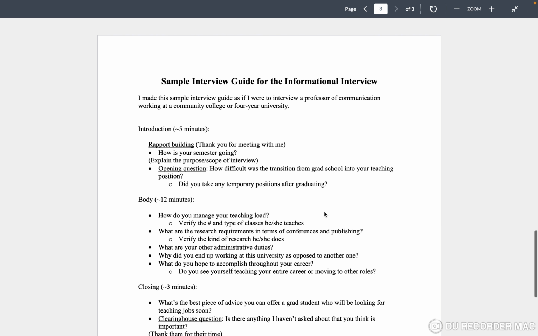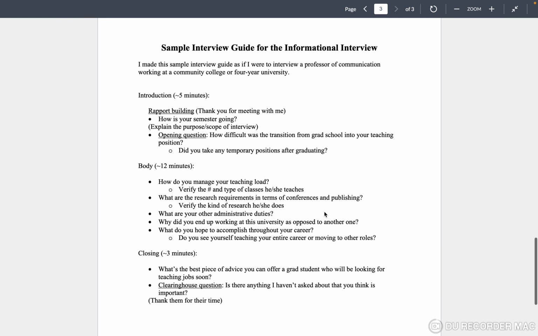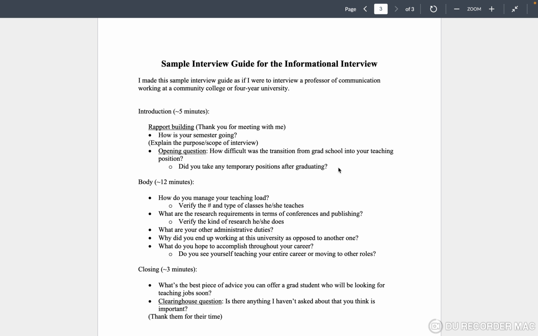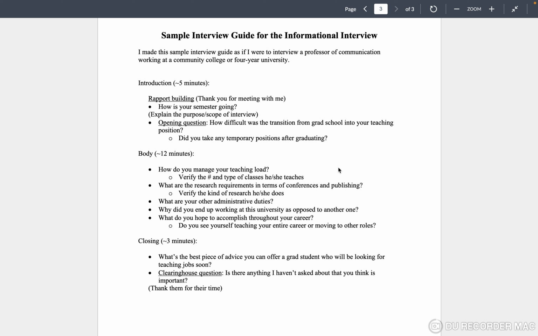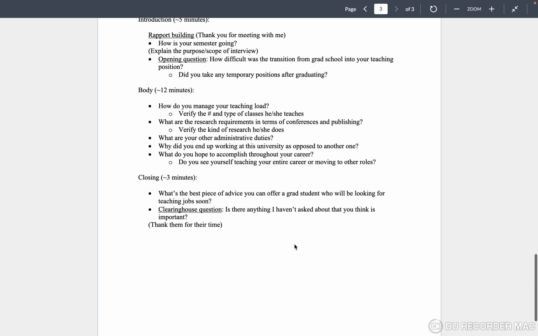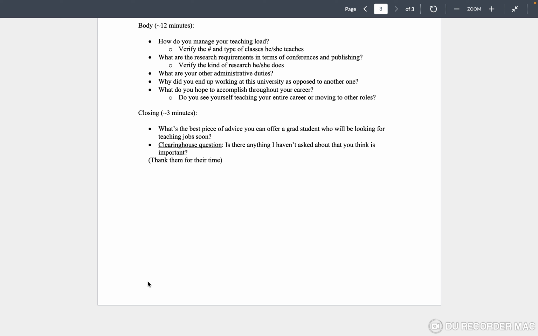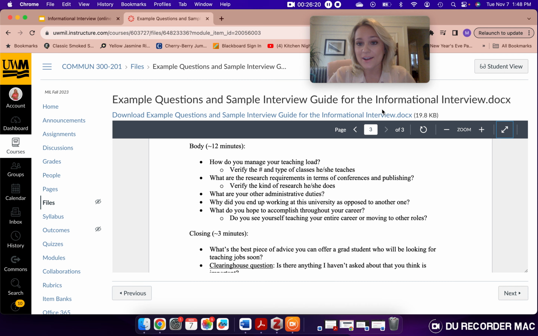And then I just have this sample interview guide, or sample interview schedule, rather. You can model your interview schedule after this. I just have an approximate list of how this is going to go. I label the opening question and the clearinghouse question. And I just have my list of primary and probing questions. And then I didn't add this, but at the end I would add extra questions right here just in case you have time. So be sure to check out that document.